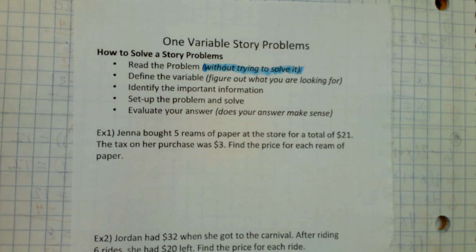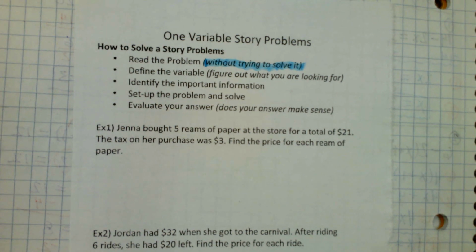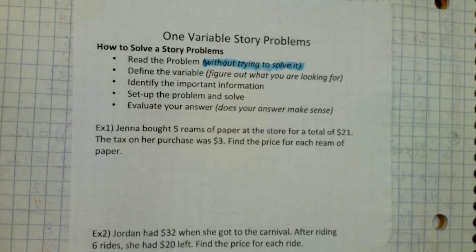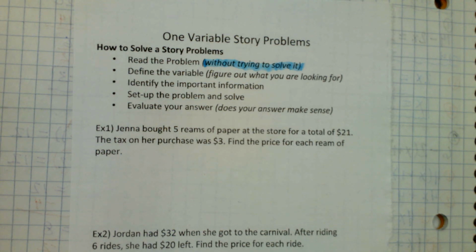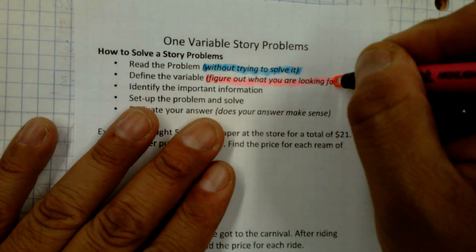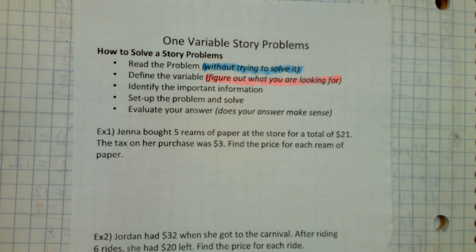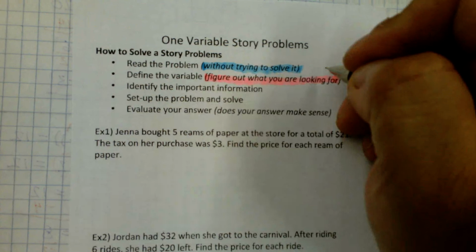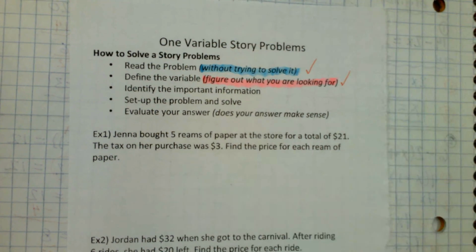Then after that first reading, we're going to define the variable. Basically, that's figure out what you are looking for. And it's usually going to tell you towards the end or at the end of the paragraph, whatever we're reading, what we're trying to find out or answer. And that's going to be our variable. And then, so we've taken care of this and this.